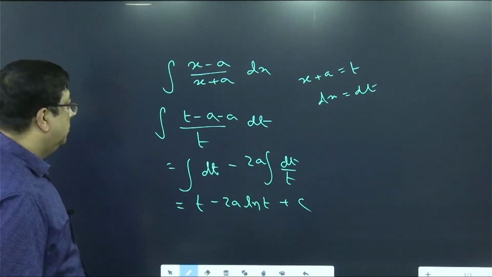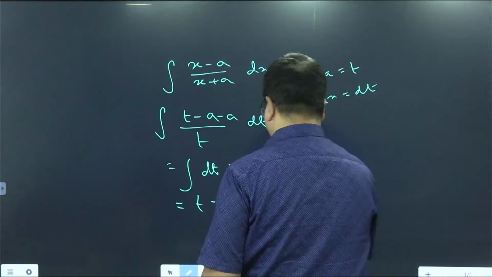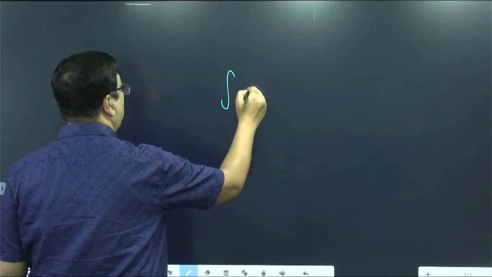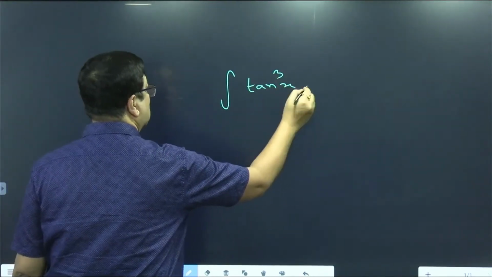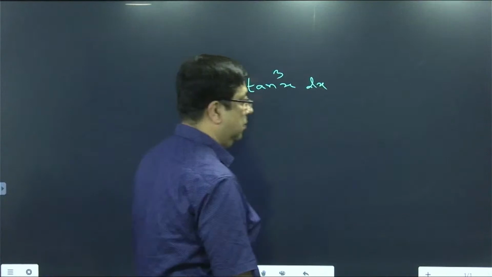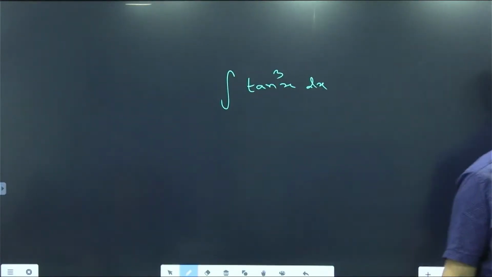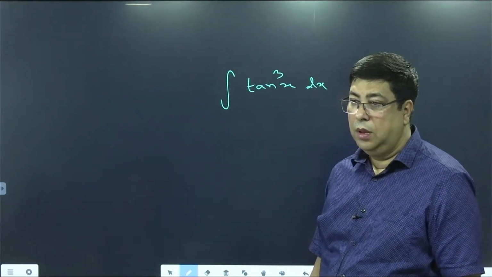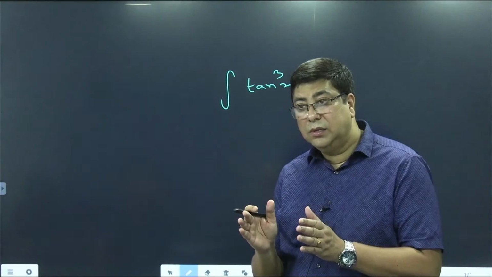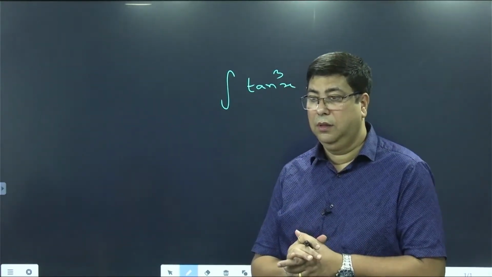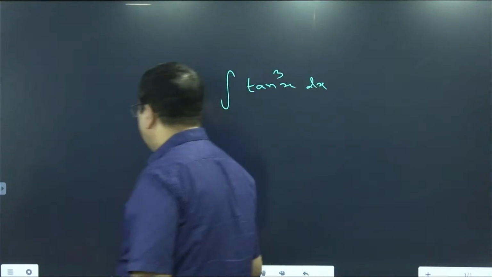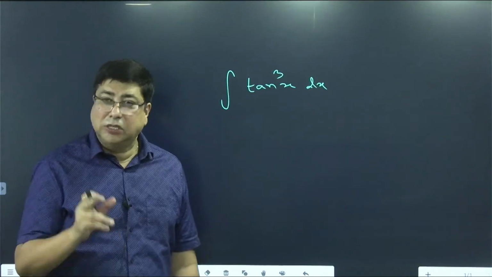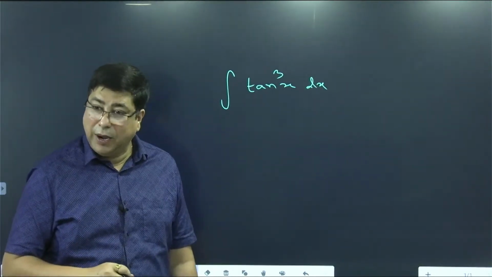Next sum. Integration of tan cube x. What to do for this? Derivative of tan x is sec square x. Then what will be the benefit? No, not like that. Remember one thing, whenever we take anything as t, its derivative should be present in the sum. It is better, okay?